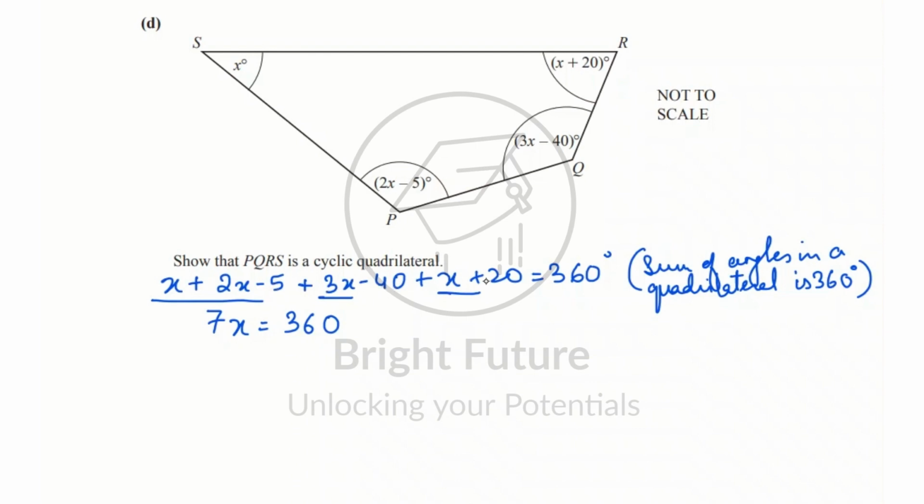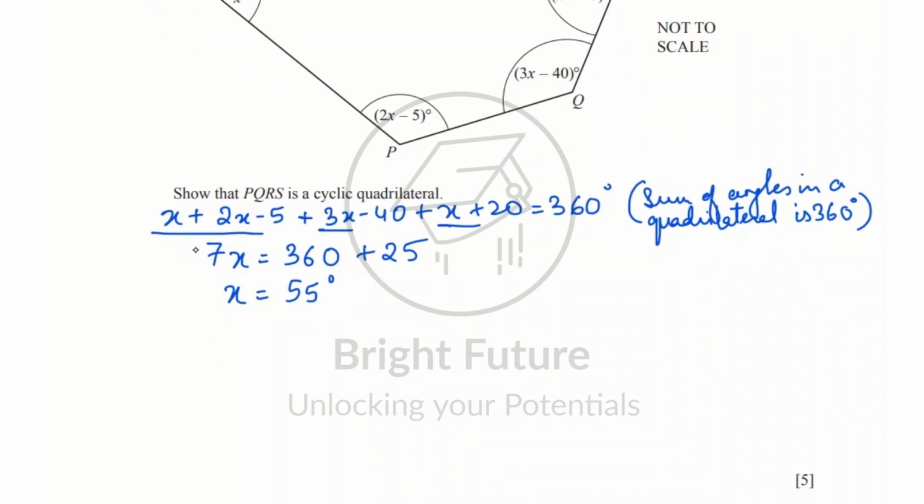Okay, let's do minus 40 and plus 20 is minus 20, minus 20 and minus 5 is minus 25. Get it on the other side, it becomes plus 25. So x is equal to 55. Now we got the value of x. Let this be step 1. Let's substitute it in every angle.